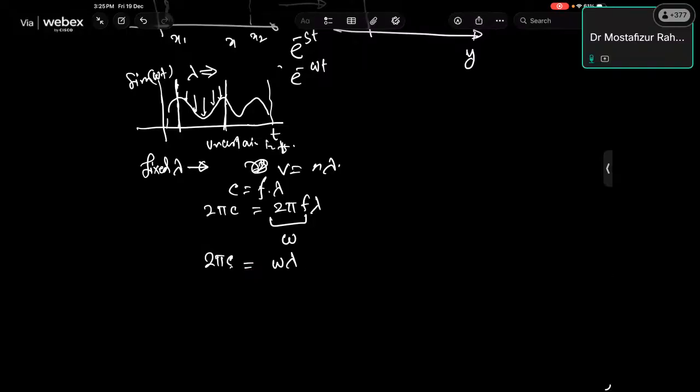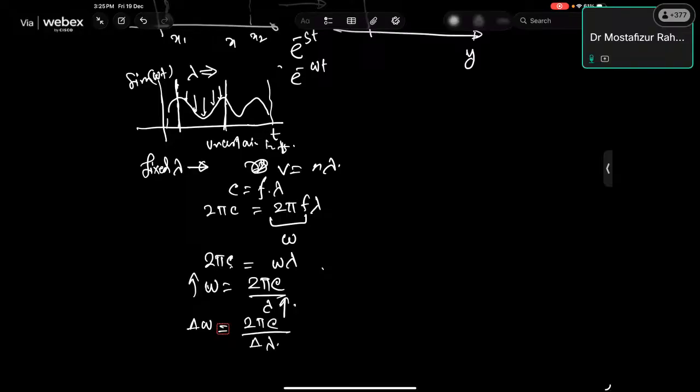So from here, you can look at that. If I know lambda, if I have certainty in lambda, you can write omega equals 2 pi c by lambda, right? So if you have certainty about lambda, you can tell about certainty in omega. So delta lambda has a certain relation with delta omega, right?